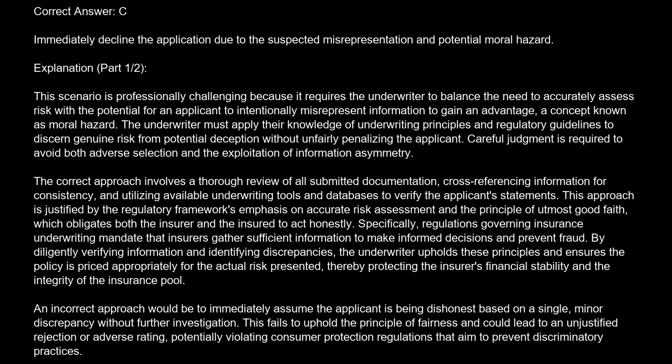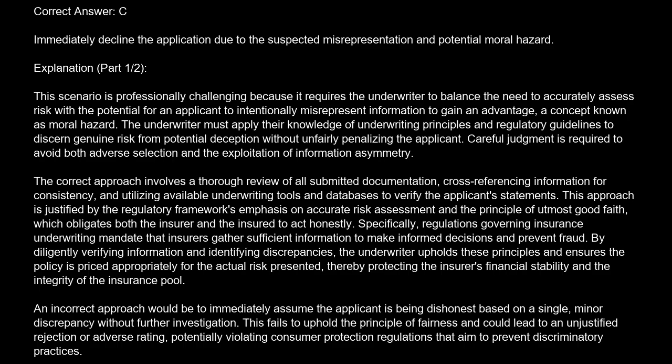The underwriter must apply their knowledge of underwriting principles and regulatory guidelines to discern genuine risk from potential deception without unfairly penalizing the applicant. Careful judgment is required to avoid both adverse selection and the exploitation of information asymmetry. The correct approach involves a thorough review of all submitted documentation, cross-referencing information for consistency, and utilizing available underwriting tools and databases to verify the applicant's statements.